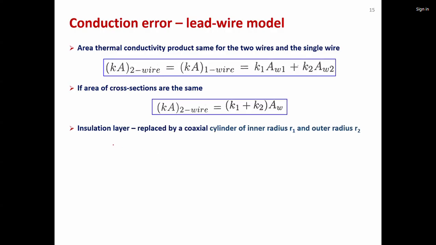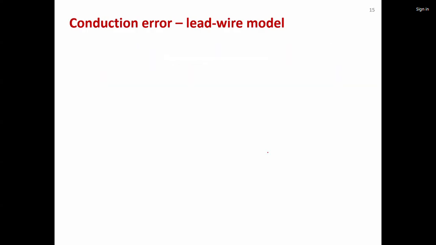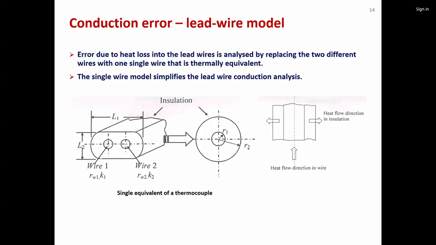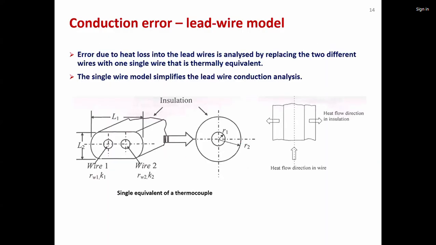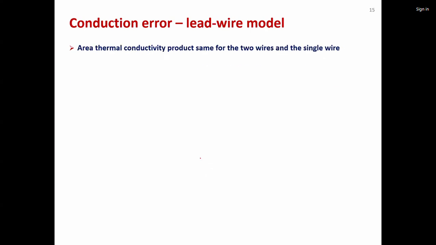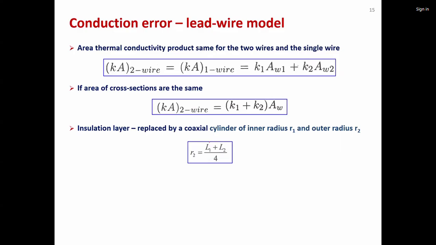Then the insulation layer is basically replaced by a coaxial cylinder of inner radius R1 and outer radius R2. And this is something we have shown here. So your R2, the outer radius, will be basically L1 plus L2 divided by 4. This is basically the thermal equivalent of the outer radius.